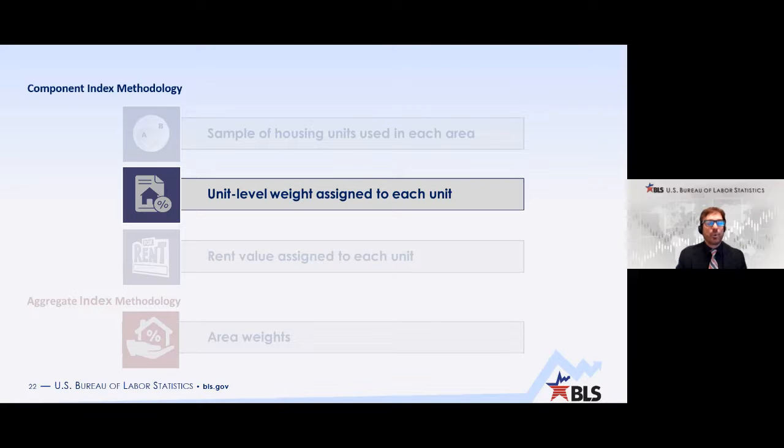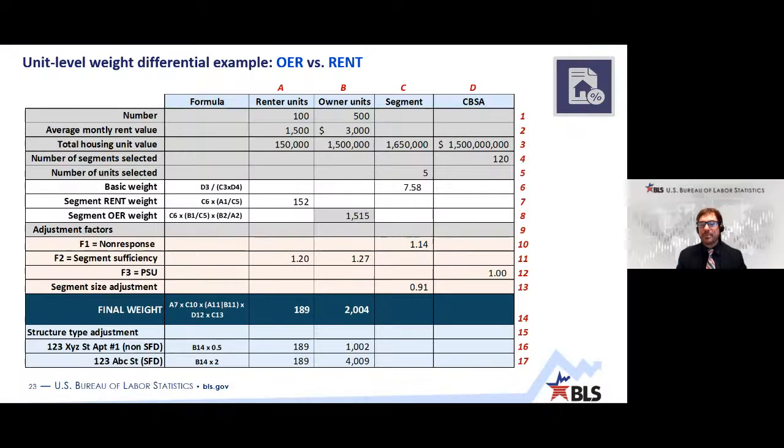All right, let's look at the unit level weight that's assigned to each unit. So here's a hypothetical example. A lot of information on this slide. I'm providing it for your reference, for those of you that have examined our handbook of methods and know our formulas backwards and forwards. I promise no equations, but I do have a formula here showing you how you walk from row 1 down to row 17 to derive our unit level weights for each unit in the sample.